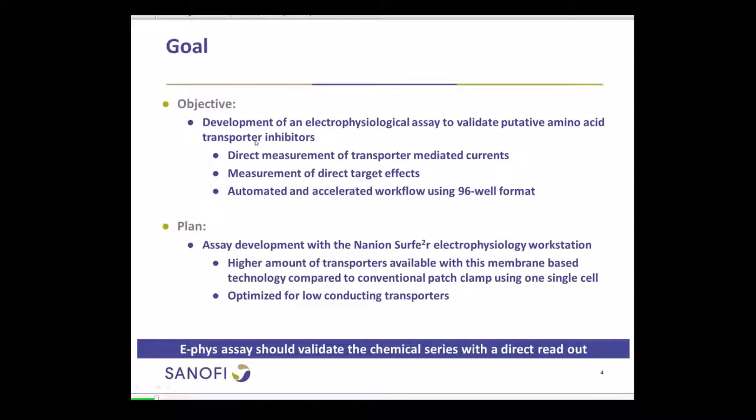So the goal clearly for this task was to develop an electrophysiological direct transporter assay, and this should have sufficient throughput to run an SAR campaign for this project. And the plan for us was to do an assay development with the nano surfer technology and try to make this assay technology feasible for this transporter and conduct the compound testing afterwards.